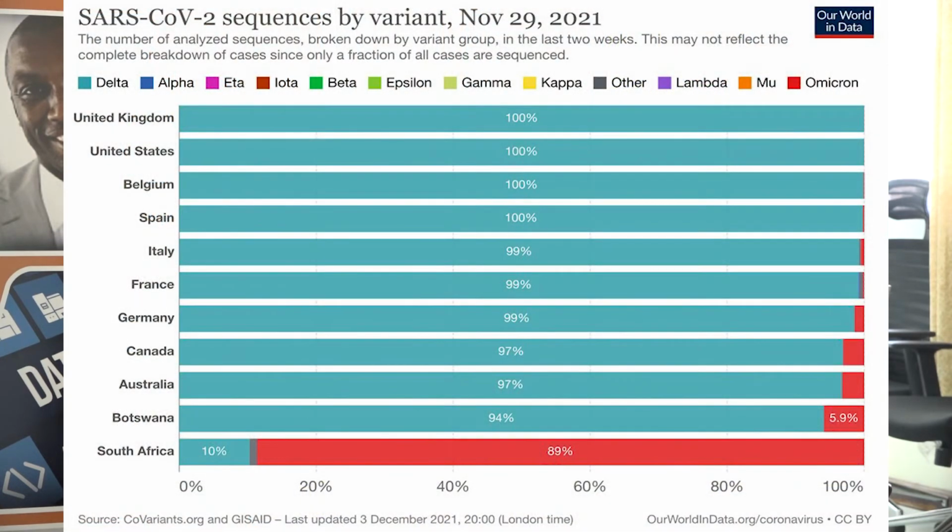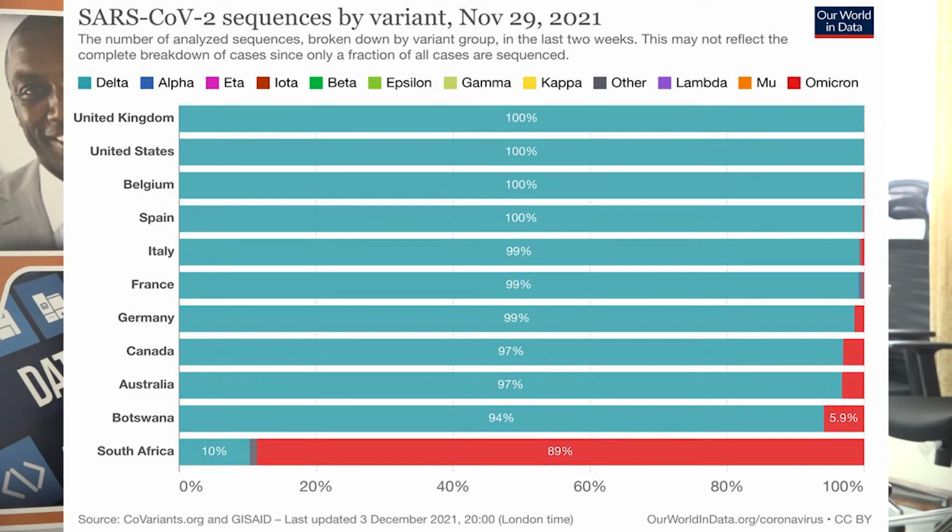Now, this is the picture as of to date. If you look at this now, the color in red is the Omicron variant. So the United Kingdom is still largely Delta. The United States has been Delta, and all these other countries. But then you start seeing in Germany, Omicron has started displacing Delta. The same with Canada, where about 3% of the sequenced cases are now Omicron. Australia also about 3%, Botswana about 6%.